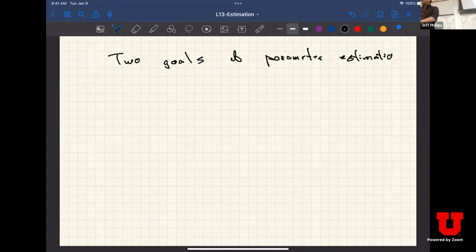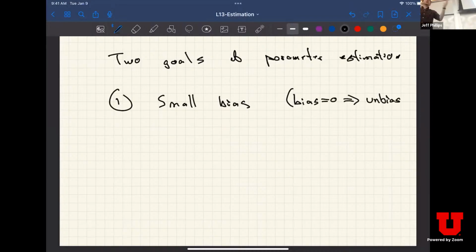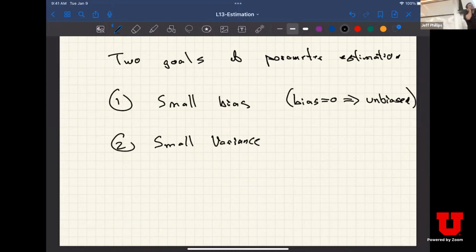Parameter estimation. The first one is that I want small bias. If bias equals 0, it's going to be unbiased, which is great. That's the gold standard. The second one is that I want small variance. Often you can get bias 0, and if you can, so it's unbiased, then you want the estimator that has the smallest possible variance given that it's unbiased.